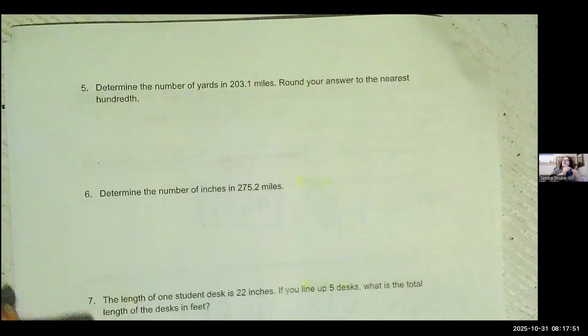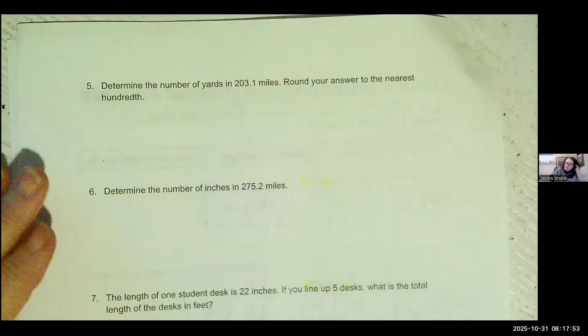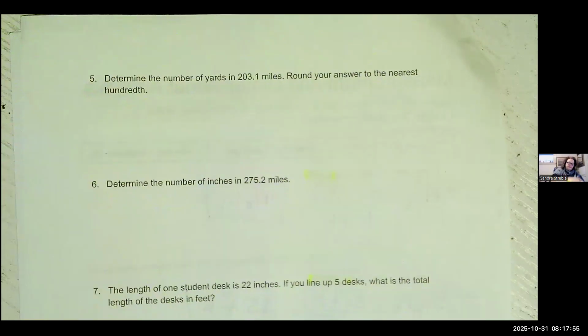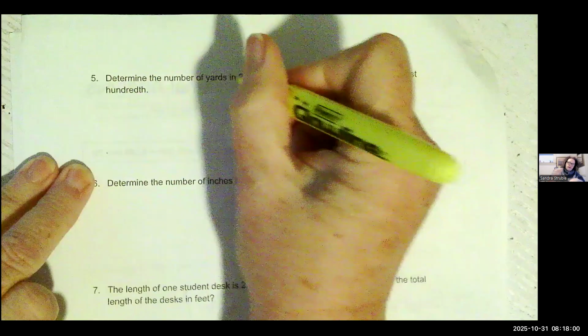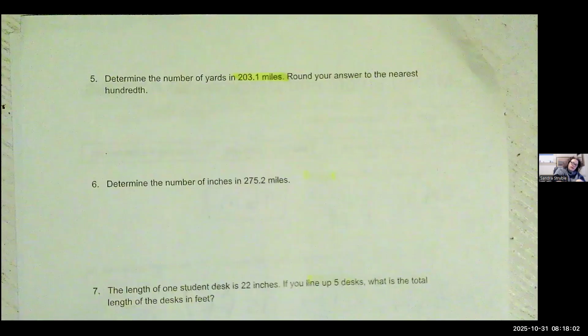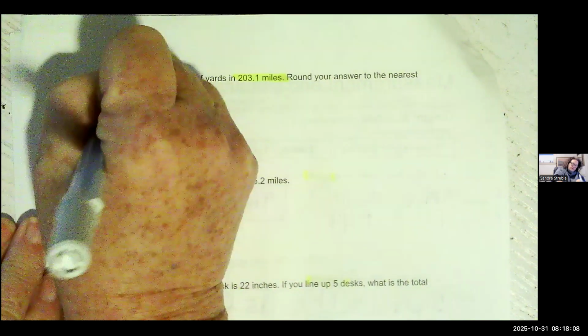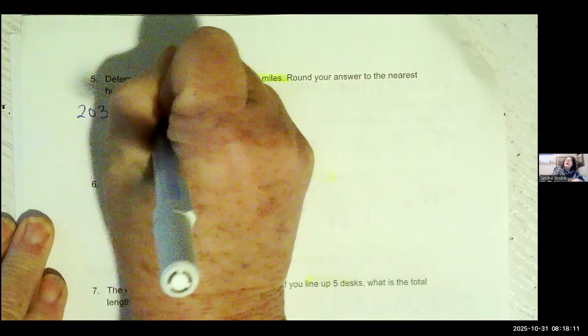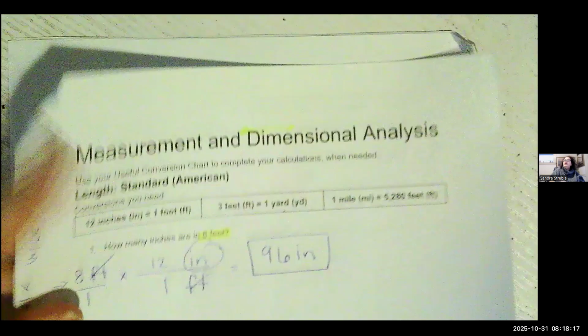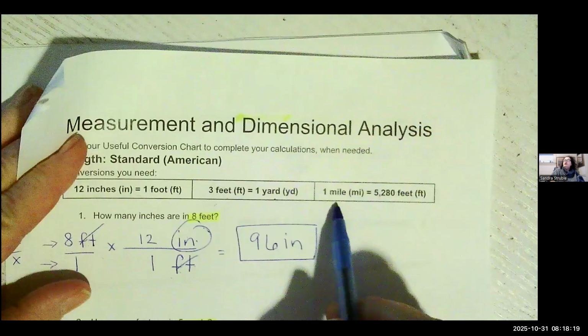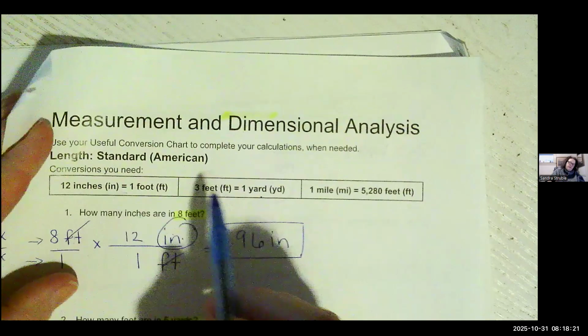All right, determine the number of yards in 203 miles. Start with what you're given. We're looking for yards, but we need to start with 203.1 miles. I'm going to get rid of miles, but can I go directly to yards? No, I can go from miles to feet. Then I can go from feet to yards. So that's what I'm going to have to do.